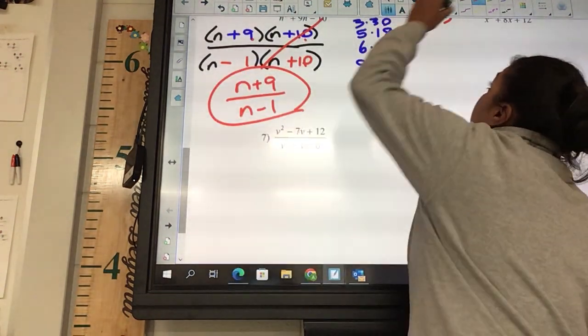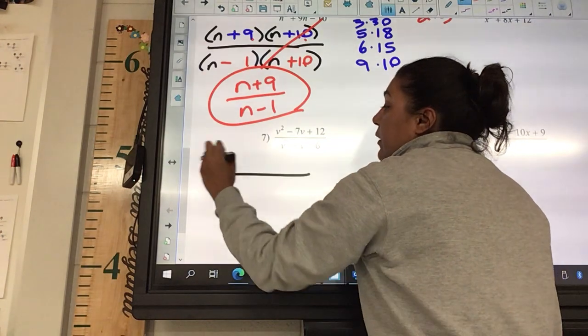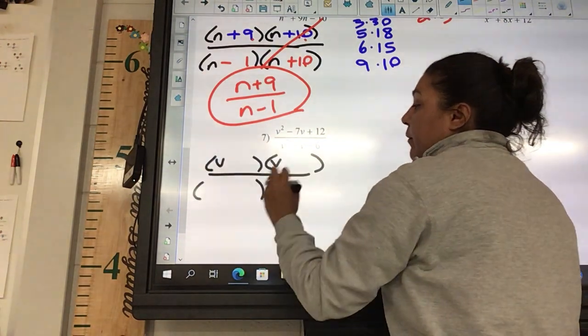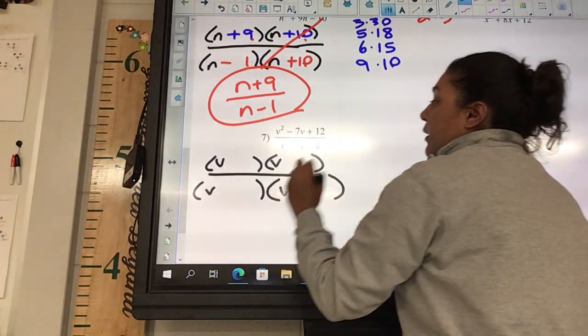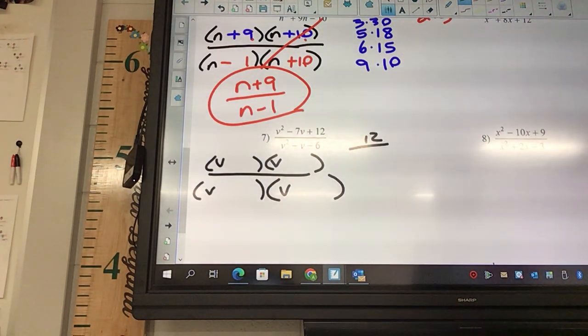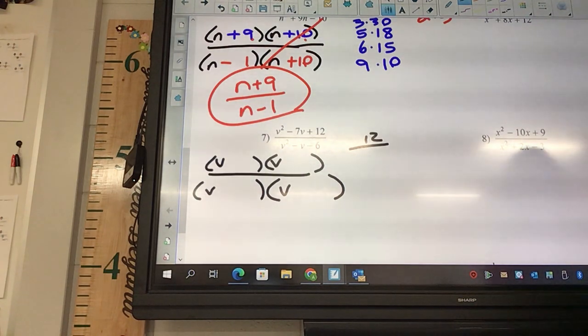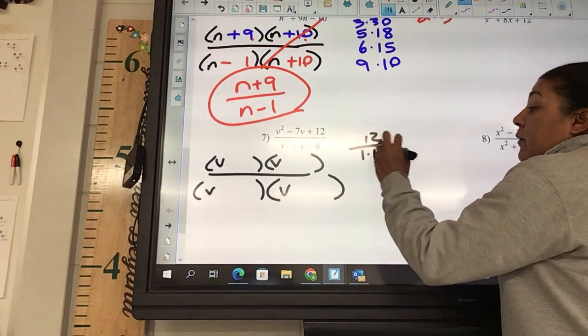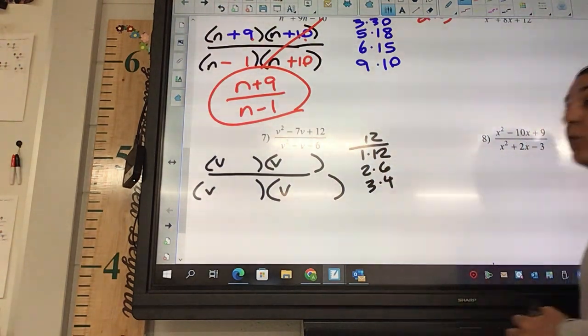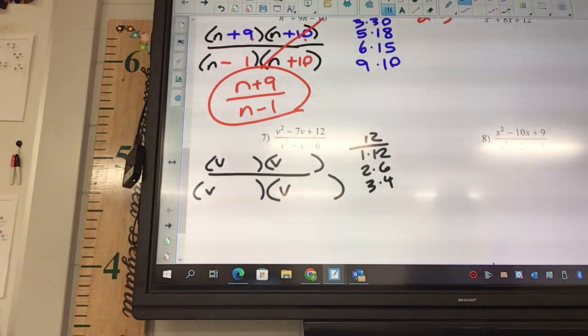Okay, look at 7. We got V and V. Okay, what are some factors of 12? Look on your sheet. Did you already do a 12 somewhere? Yeah. What are they? Read them to me real quick. 1, 12. Good. 2, 6, 3, 4. Okay, so copy that down. Why do all the extra work if you don't have to?